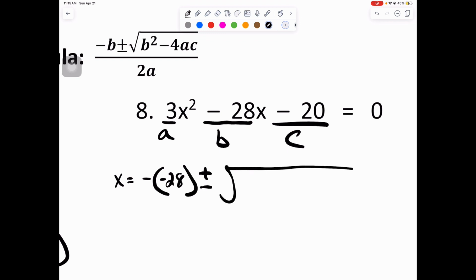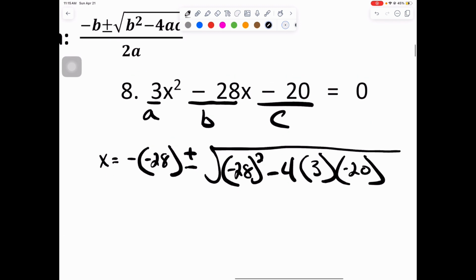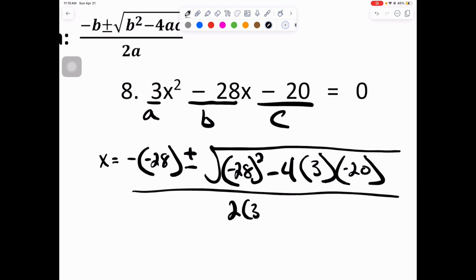We will open our radical. And again, it wants that b in parentheses, which is negative 28 squared, minus 4 times our a value of 3 times our c value of negative 20. Go ahead and close it. And then we set that over 2 times a, 2 times 3.